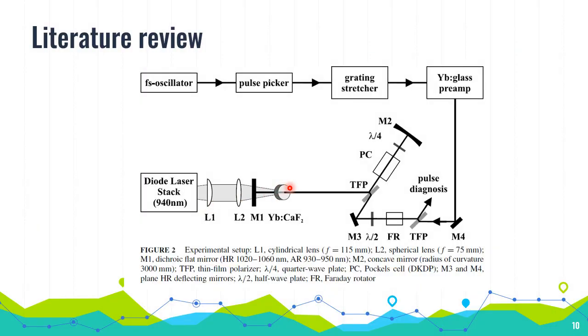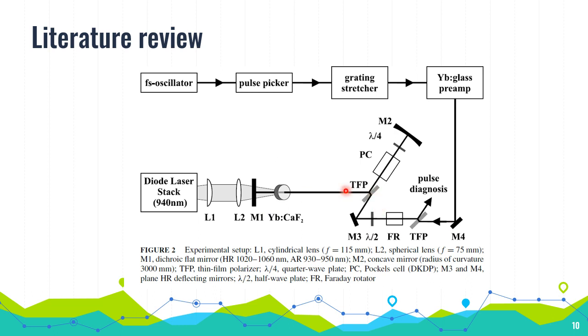And here we can see the experiment setup. First we have an oscillator to generate our initial light. For this paper, the seed pulse had a pulse width of 85 femtoseconds and a pulse energy of 1.3 nanojoules. It then goes into a pulse picker, but I won't mention this today, and then into a grating structure to stretch the pulse, and it gets into a ytterbium-doped glass preamplifier. This can be considered the first stage amplifier, and here is the second stage amplifier.